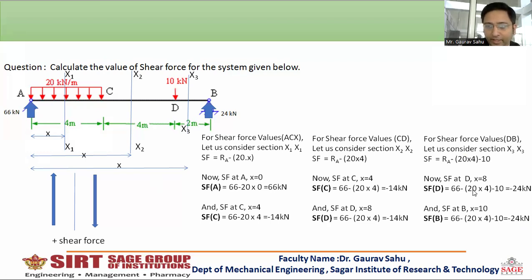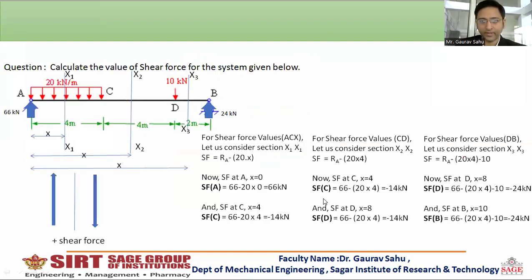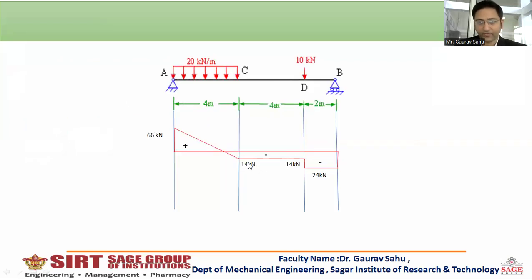You can easily see it over here. Now let us move further to draw the shear force diagram. The value of shear force at A is positive 66. The value of shear force at C is minus 14. In segment CD it is minus 14, and for segment DB it is minus 24 because of this load. This load is applied, so at C it is minus 14, at D minus 14, but for segment DB, the shear force value at point D is minus 24 because of this load.